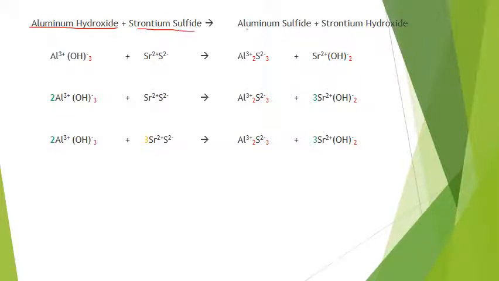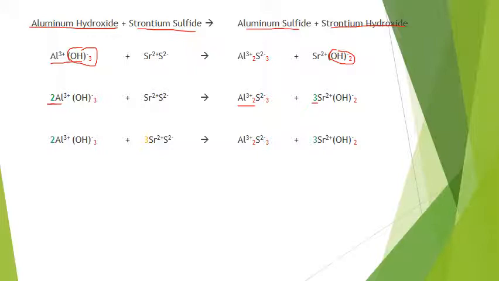Aluminum hydroxide plus strontium sulfide yields aluminum sulfide plus strontium hydroxide. Here are the correct formulas for each one of those. So what I'm going to do is start with my OHs. I have 3 OHs over here and 2 over here. I have to make them common. What's common between 3 and 2 is 6. So if I put a 2 here and a 3 here, I will have 6 hydroxides on both sides. The next thing I'm going to do is balance either my aluminums or my strontiums or my sulfides. I'm going to go ahead with my aluminums. I have 2 aluminums here, and I have 2 aluminums there, so they're done.